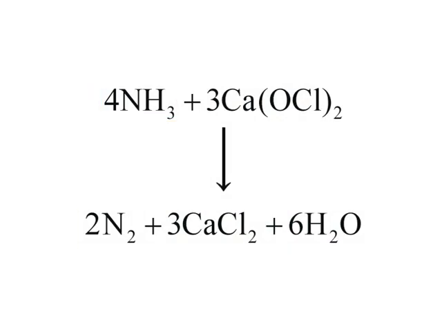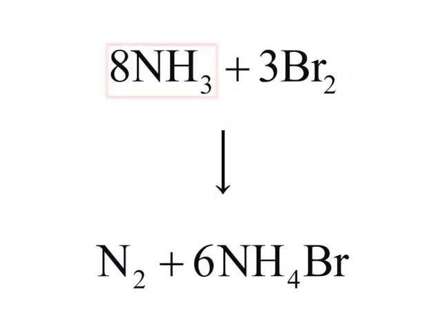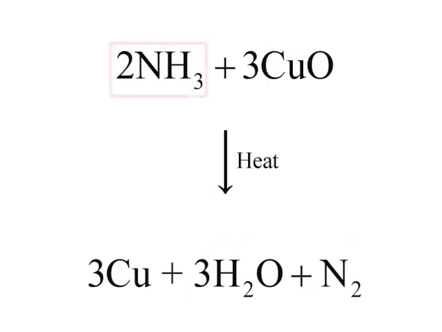Let us now learn about oxidation of ammonia. Ammonia is oxidized to nitrogen when passed through a solution of calcium hypochlorite, that is bleaching powder. Calcium chloride and water are also formed. Ammonia is oxidized to nitrogen when passed through a solution of bromine water. Ammonium bromide is also formed. Ammonia is also oxidized when heated over copper oxide, which is reduced to copper. Water and nitrogen are also formed.